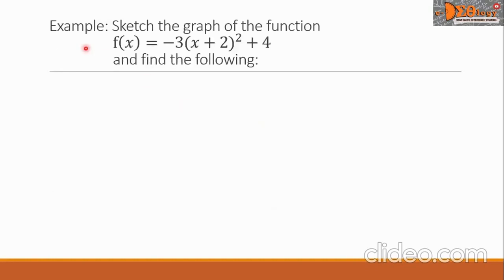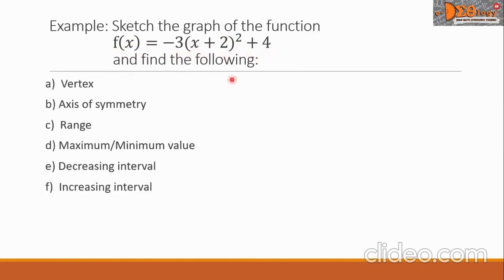Let's have an example. Sketch the graph of the function f of x equals negative 3 times the quantity x plus 2 squared, plus 4, and find the following. Letter A, vertex. B, axis of symmetry. C, range. D, maximum or minimum value. E, decreasing interval. And F, increasing interval.